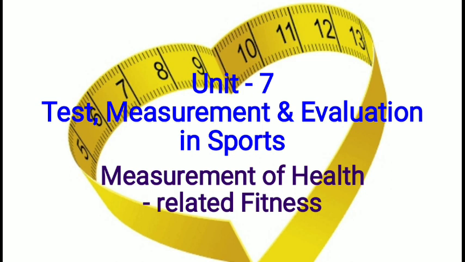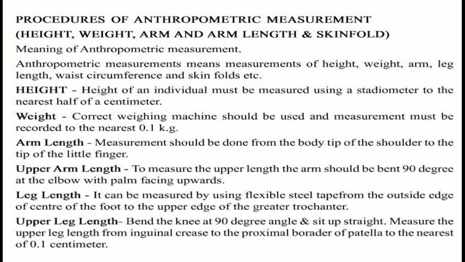So let us have a glance at the anthropometric test or measurement. So there is a procedure of the anthropometric measurement. What does anthropometric mean? It means measurement of the height, weight, arm length and leg length, then our waist circumference and the skin fold. These are being measured in the anthropometric measurement.